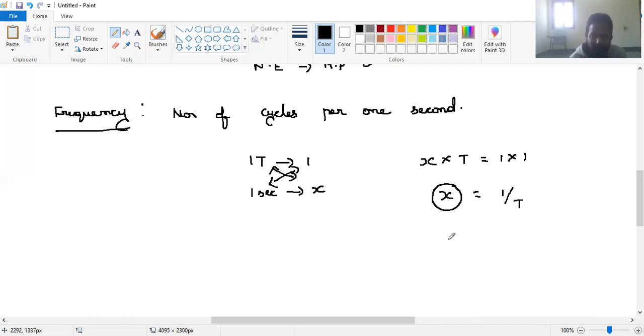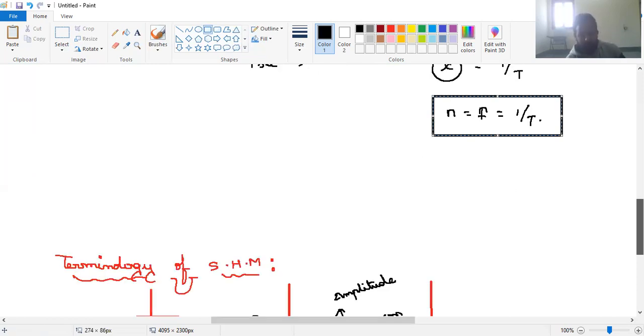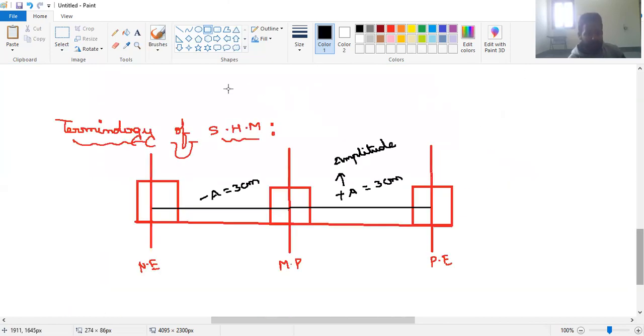Frequency will be denoted by n. Some people denote it by n, some people denote it by f. So n is equal to, or f is equal to, 1 by T. In some books it is denoted as n, in some books as f. You don't need to worry about this because it is just a notation used to remember things. So frequency is equal to 1 by T. So this is all about the terminology of SHM.